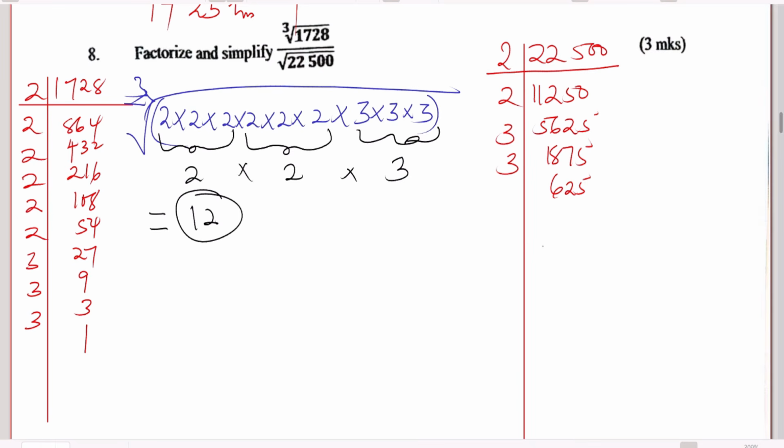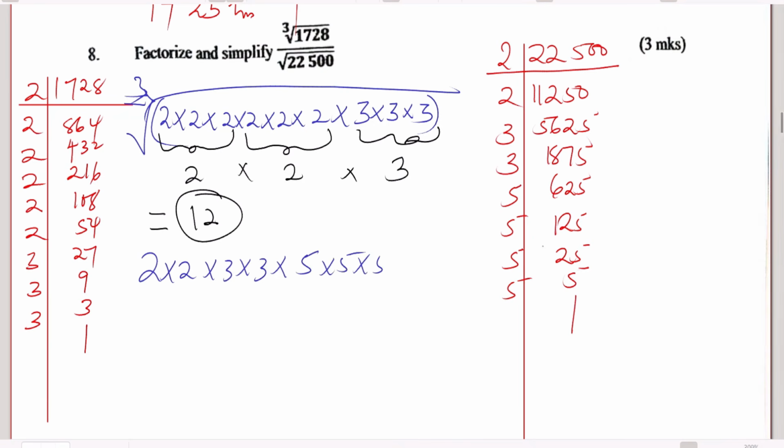625, you can't divide by 3, so you now divide by 5. 625 divided by 5, you get 125. Then 125 by 5, you get 25. Then by 5, you get 5. Then by 5, you get 1. So therefore, 22,500 in terms of the product of its prime factors will be 2 by 2 by 3 by 3 by 5 by 5 by 5 by 5.